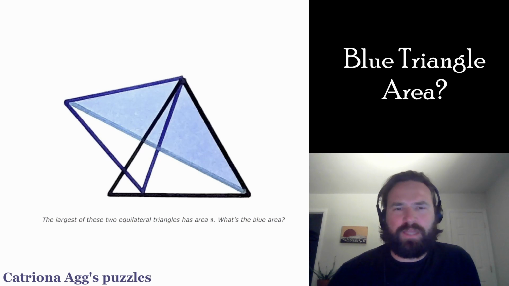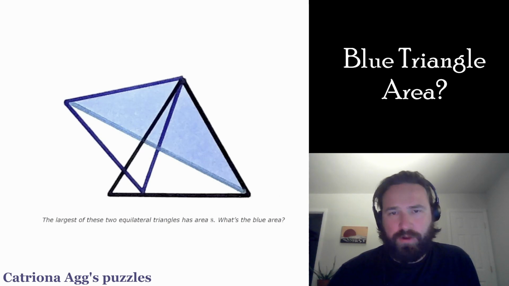What's happening, y'all? I just wanted to run through another one of these Catriona Agg geometry puzzles because I think they're really cool. This one, the purpose is to find the blue area. And the information that we're given is that the largest of the two equilateral triangles has an area of 8. So we're looking for the blue area.